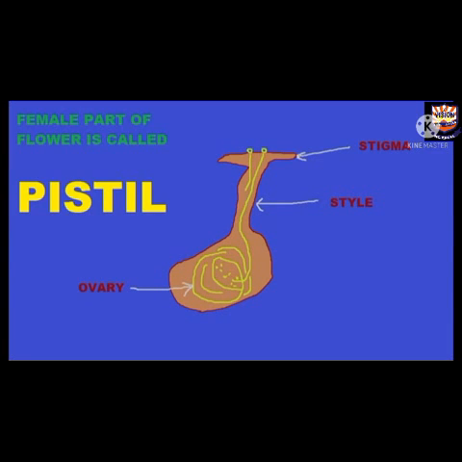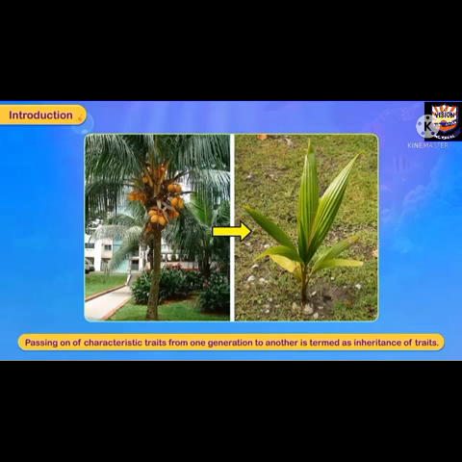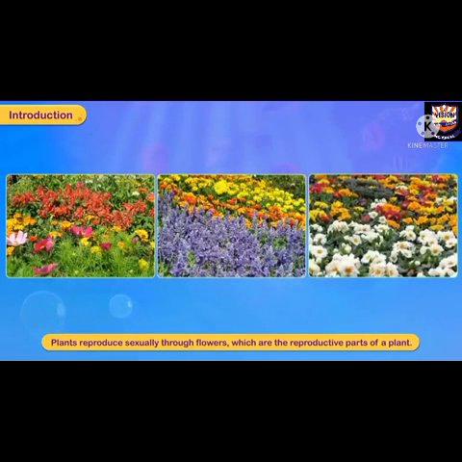For reproduction to be successful, pollen grains and ovules must be brought together through a process called pollination. This is the picture of a female reproductive organ, where on the top a sticky material is present, which is called the stigma. The process of reproduction in plants is the passing on of characteristics.